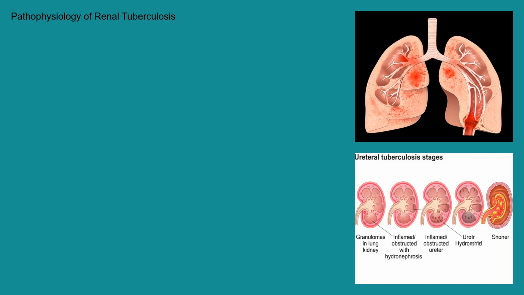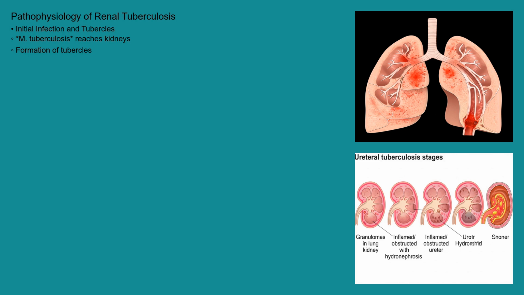Once Mycobacterium tuberculosis reaches the kidneys, it establishes itself and forms small lesions called tubercles. These tubercles can then erode into the renal collecting system. From there, the bacteria travel down the ureter. In the ureter, the infection triggers inflammation and the formation of granulomas. These are small masses of immune cells attempting to wall off the infection.